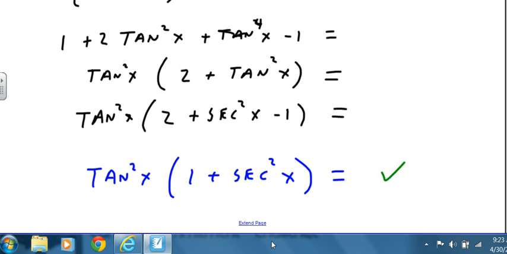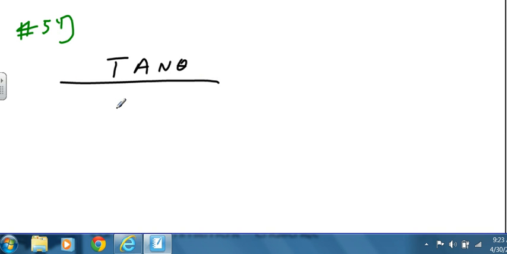All right, now we'll do number 54. And move on. Okay, so I've got tangent theta times secant minus cosine. Really? Secant minus cosine. And I want him to equal cosecant.